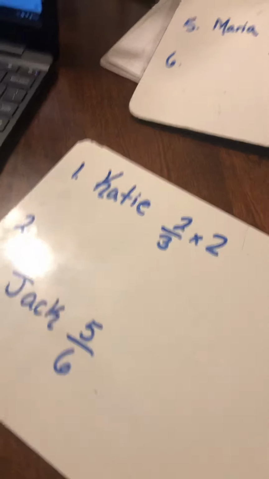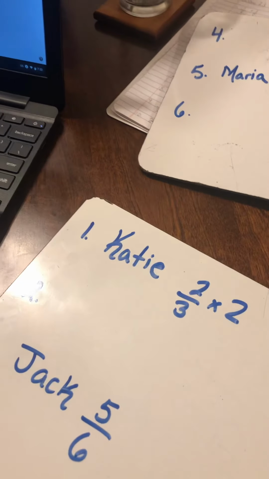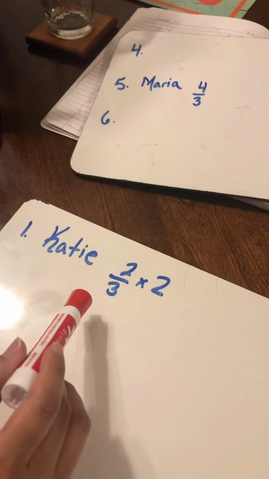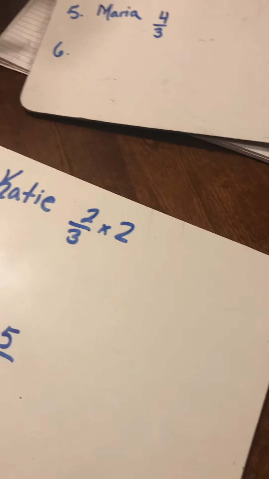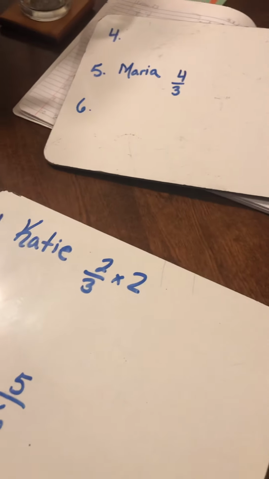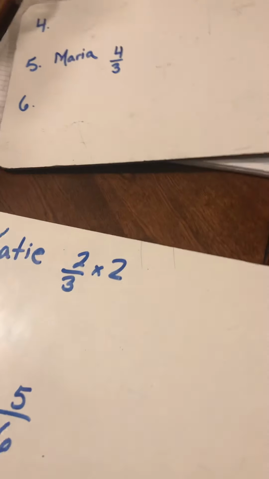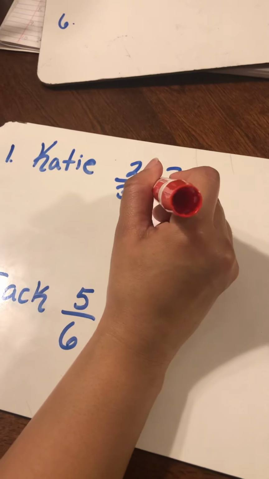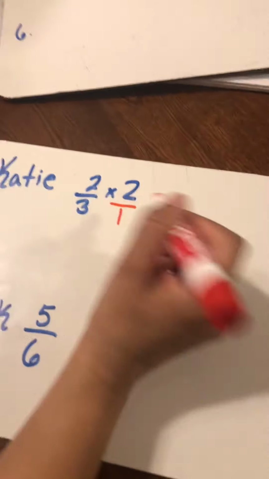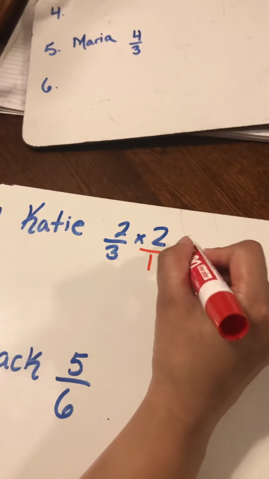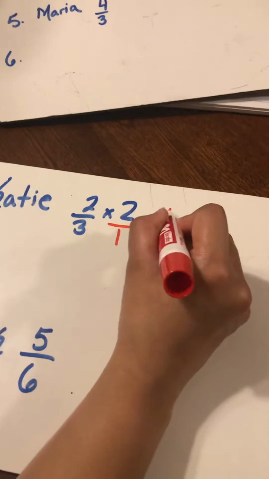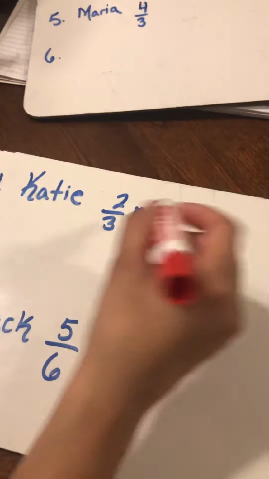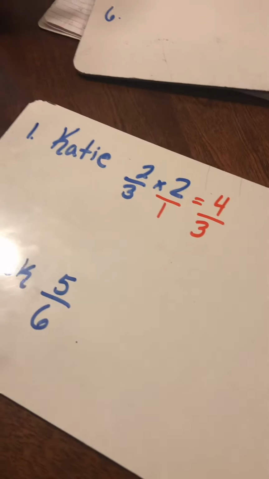All right, so let's look at question number 1. It says that Katie spends about 2/3 of an hour at a meeting. So if she went to 2 meetings, how long would that be? So we're gonna practice multiplication. So we have 2/3 times 2. Boys and girls, when there's a whole number, I'm gonna put a number 1 underneath the whole number. Okay. And then I multiply my numerators. And then I multiply my denominators. So 2 times 2 is 4 and 3 times 1 is 3. So my answer is 4/3.